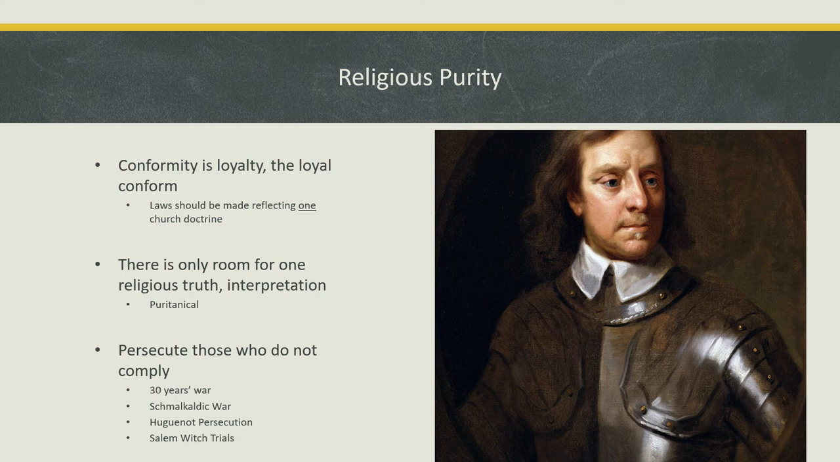And conformity in this puritanical view in the 16th century, this is Oliver Cromwell we're looking at here, is that conformity is loyalty and the loyal conform. That's essentially what it means. Laws should be made reflecting one particular interpretation of religious doctrine. There's only room for one religious truth. There's only room for one religious interpretation. And you must persecute those who do not comply. And this happens time and again in European history. The 30 Years' War, the Schmalkaldic War, the Huguenot persecution, and even the Salem witch trials. People who do not conform are therefore of the devil and must be killed, tortured, beaten, destroyed, exiled, whatever.